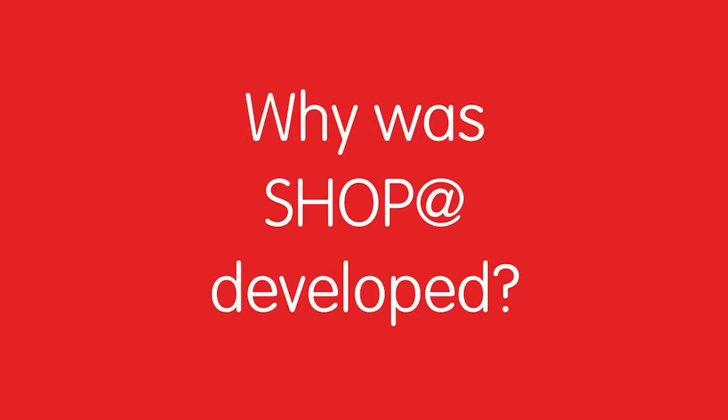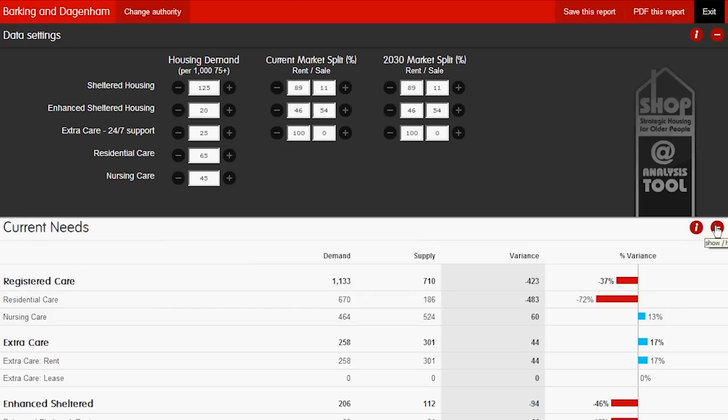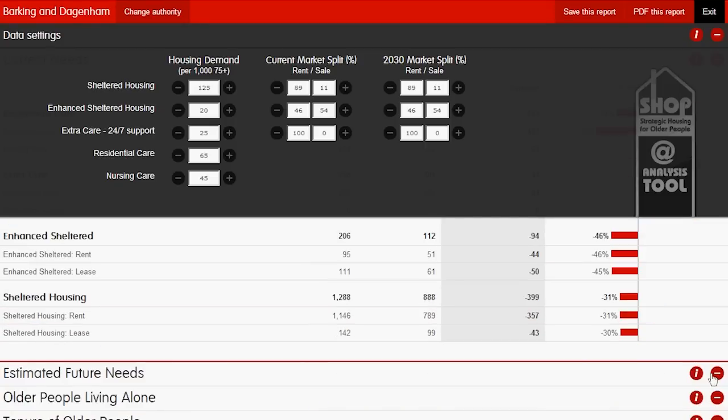Shop App was developed to make sure that older people's housing and care services were fully represented in key planning forums and capital investment decision making. Planners and commissioners need the answers to the key questions: what, where and when for older people's housing services. They're not interested in long detailed reports. What they want to know is how many beds do we need in Woodbridge in 3 years' time, or how many beds we need in Felixstowe next year, and to prioritise between the different options for different service development.